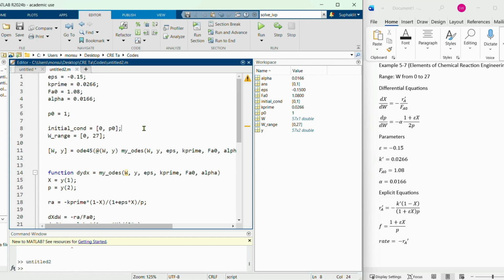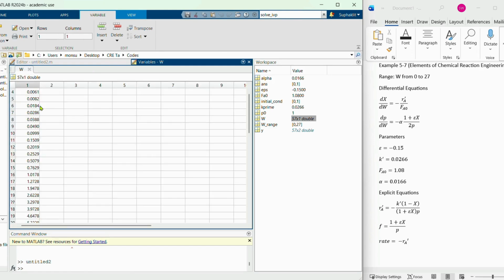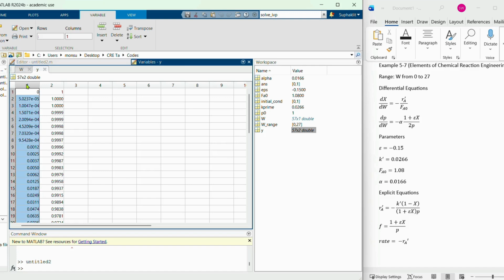Okay, so now the results are in. We see that this is our W, or the x-axis, and these are the results. And basically in this column, we have the conversion, and we have the pressure ratio in the second column.